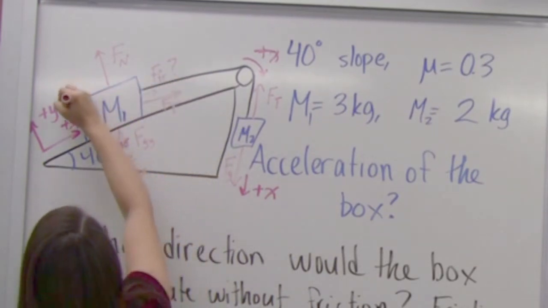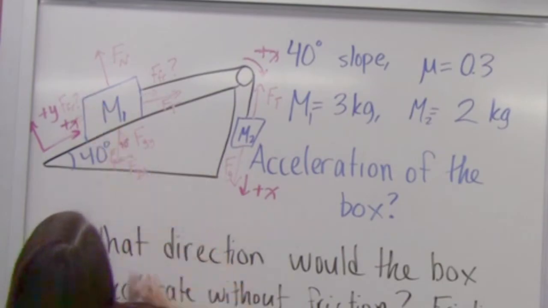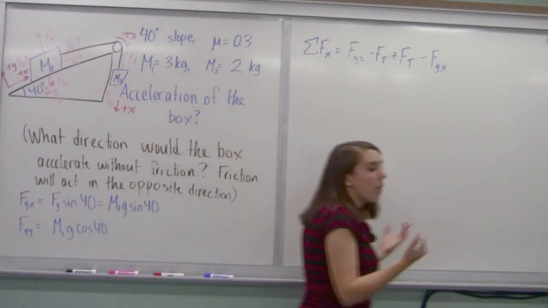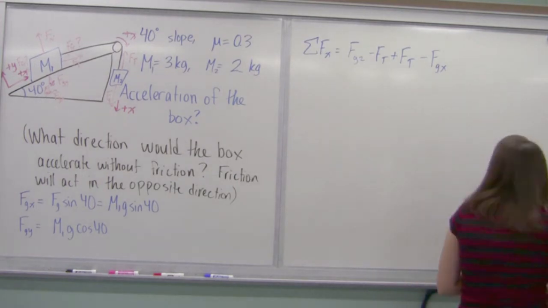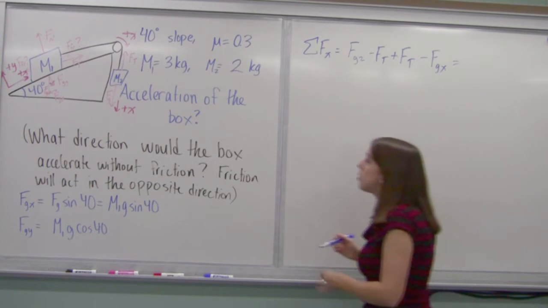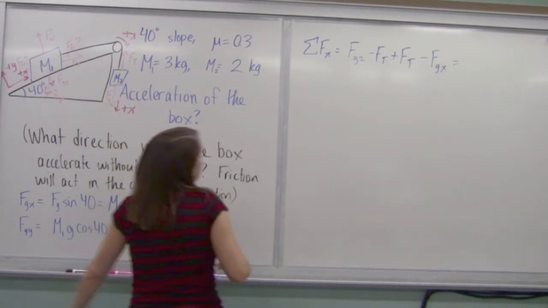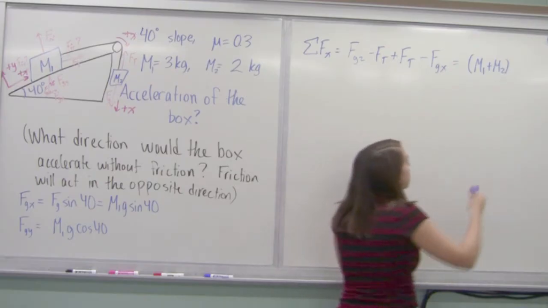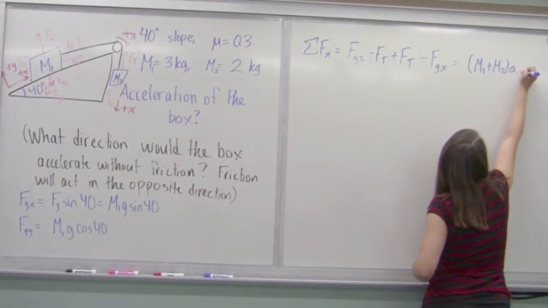Is it going this way? We don't know. So for now, I'm going to figure out what the acceleration would be without friction, and then we can figure out which way friction is going to go. All of these is going to equal the sum of masses, all the masses put together, since these are all causing the system to accelerate, m1 plus m2 times the acceleration in the x direction.